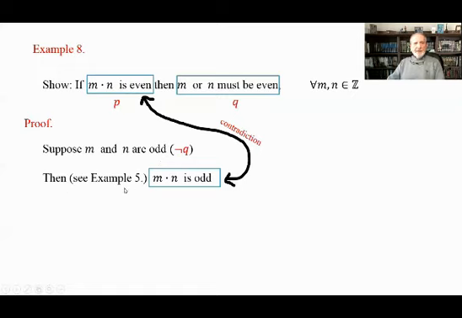Then in example 5 above, we proved that the product of two odd integers is odd. So we don't have to do the proof again here. Then mn becomes what? Odd. Okay, m times n is odd, and it's even at the same time. See the contradiction?